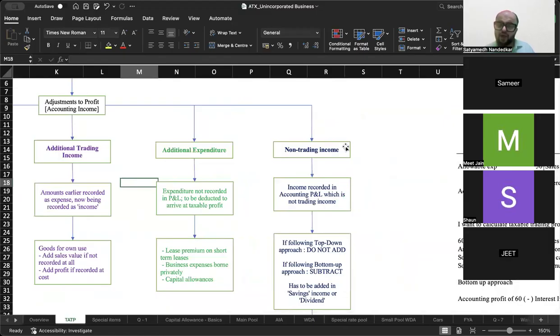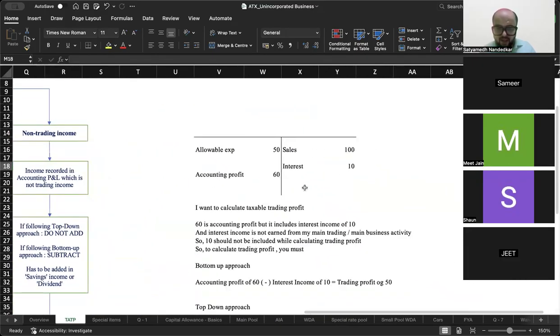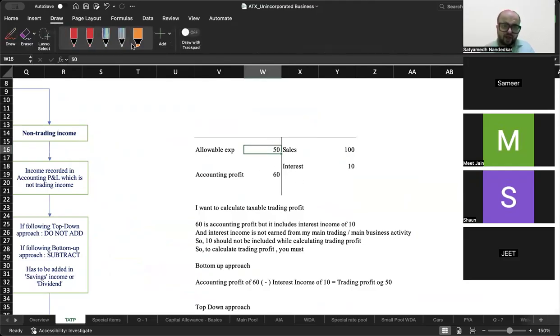And then you have non-trading income. Okay, so think of a regular P&L. When you prepare a regular P&L, interest on fixed deposits, then dividend that you receive on shares, all of that is credited to P&L, right? But these are not trading incomes, these are investment incomes. Now, look at this, while arriving at the accounting profit of 60, 200 of sales, I have added 10 rupees of interest. From that, I have subtracted 50 of allowable expenditure, and this 60 that I have arrived at is my accounting profit.